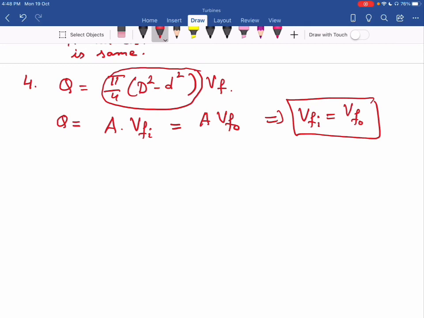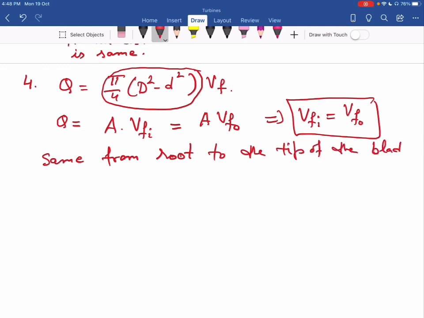As the area at the inlet and outlet of the runner is the same, the runner blades are designed by keeping the assumption that the flow component of velocity is the same from the root to the tip of the blade. So these are a few proportions or concepts you can use while solving numericals on the basis of Kaplan turbine. So this ends the theory part of Kaplan turbine.